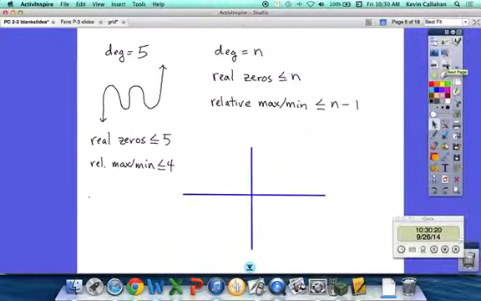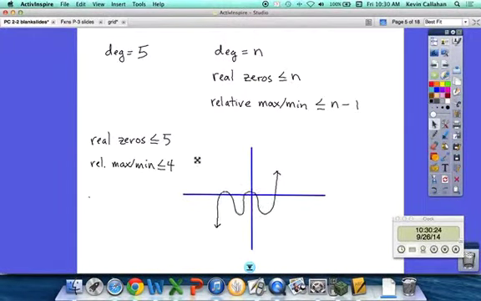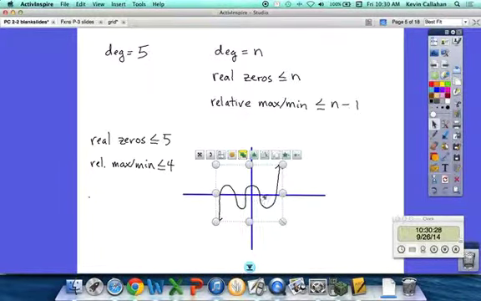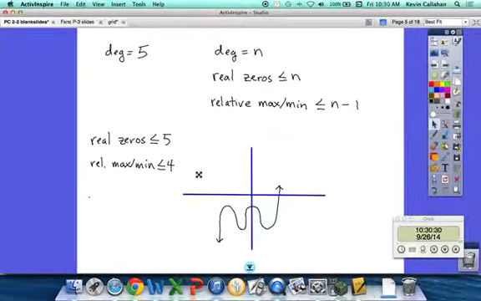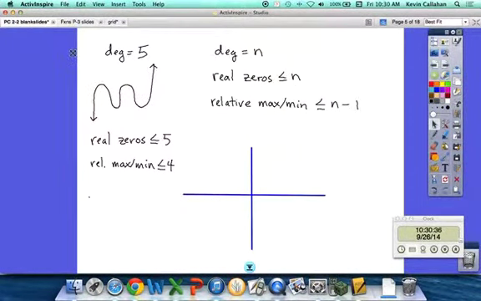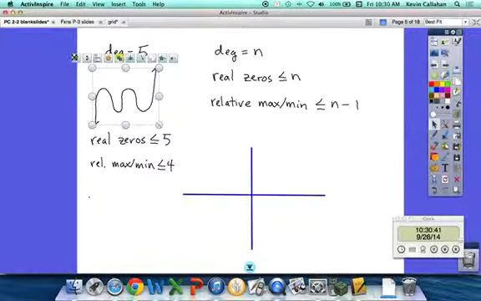So for degree 5, it can have up to 5 zeros, right? There would be 5 zeros. 1, 2, 3, 4, 5. It doesn't have to, right? It could be a little bit different than that. It's definitely going to have 1. Has to have 1. And how many relative maximum and minimum? I mean, as drawn, it has 4.